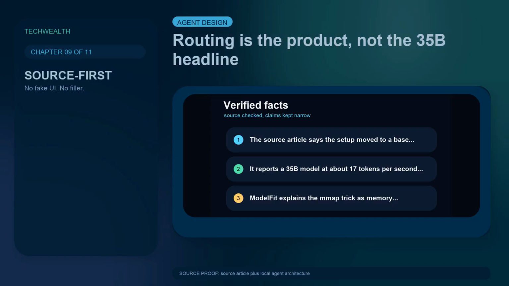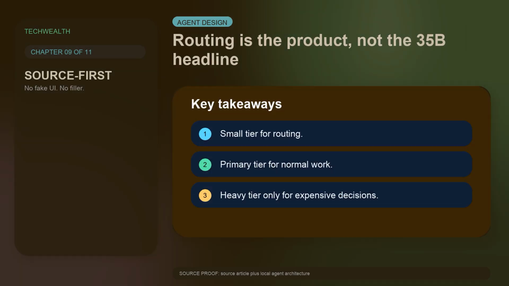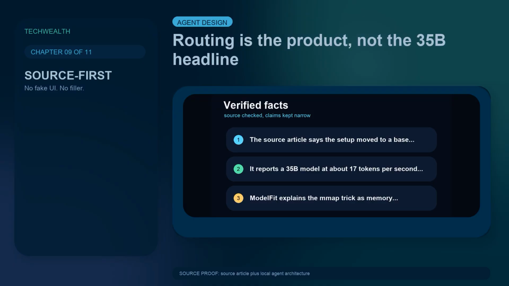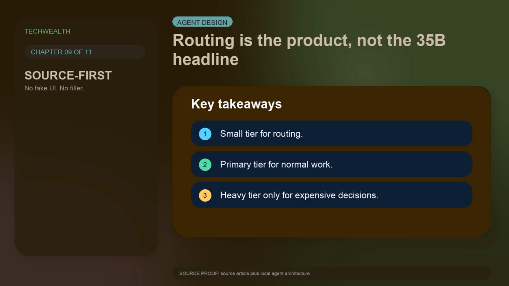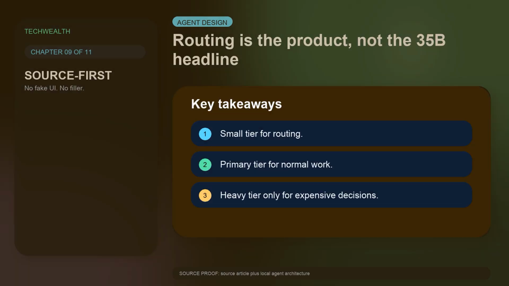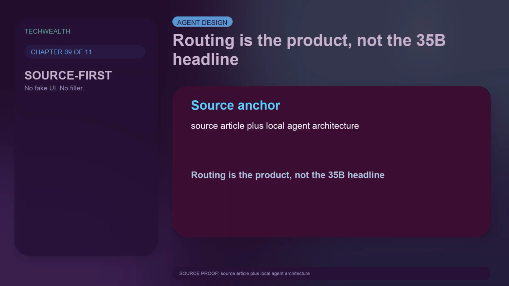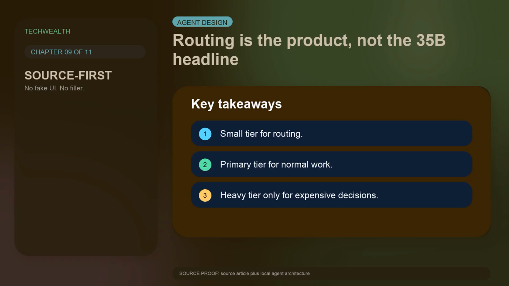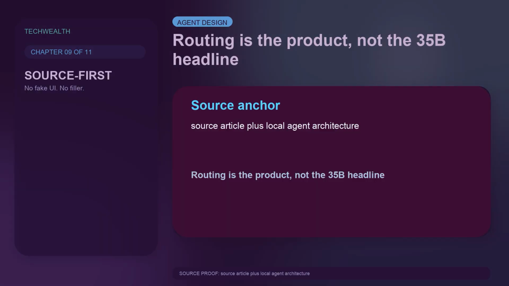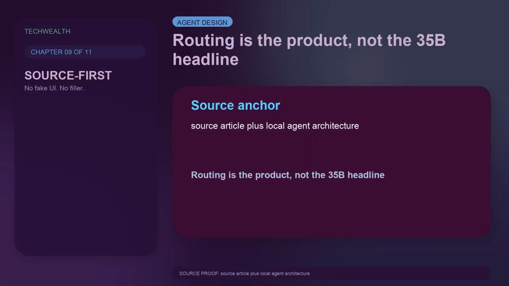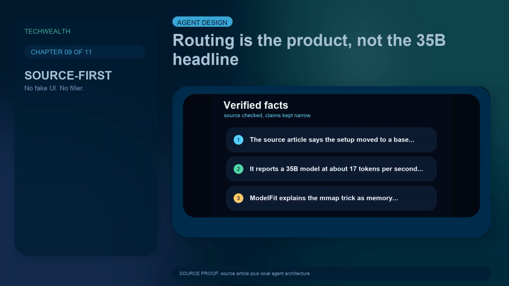A local agent should not send every small classification, every short summary, and every routine decision to the heaviest model. Use a small tier for classification and context cleanup. Use a primary tier for normal drafting and reasoning. Use the heavy model only when a task needs deeper synthesis. That routing layer is how a local box becomes useful. Without routing, the video becomes a benchmark flex, not a practical setup guide.